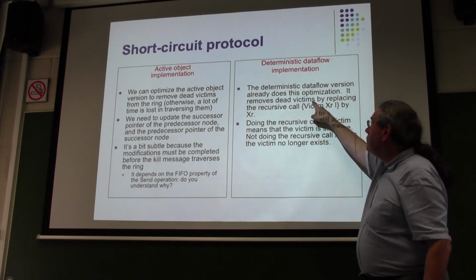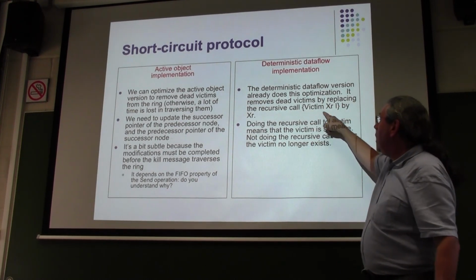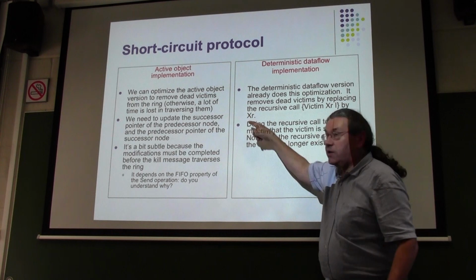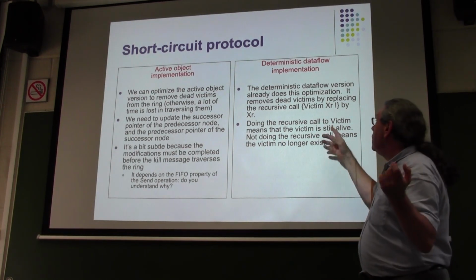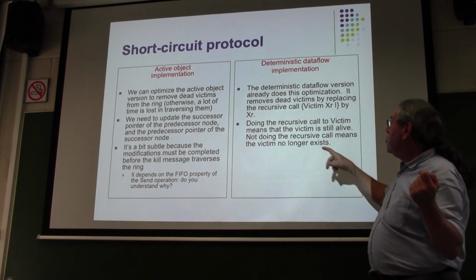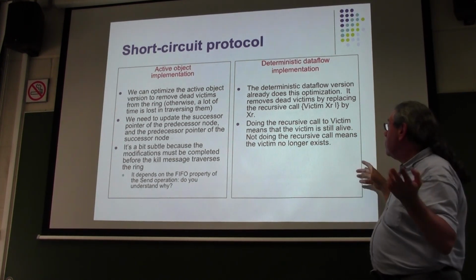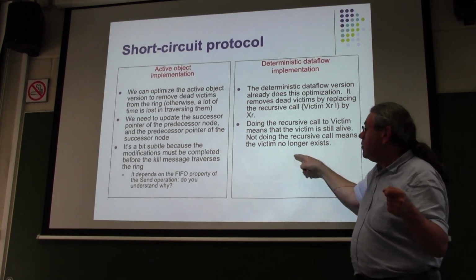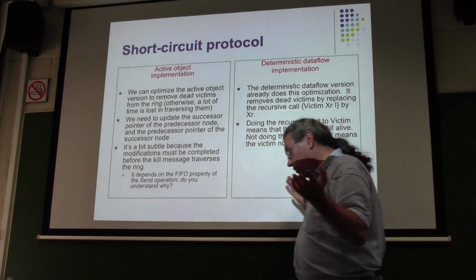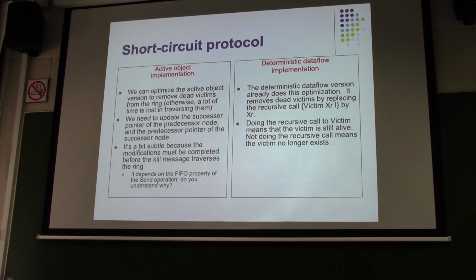You remove the dead victims by replacing the recursive call by simply the input stream. So there's no more victim, okay? The recursive call is actually a victim. Doing the recursive call means that the victim is still alive. Not doing the recursive call means there is no more victim. So it's very easy, okay? So you see, semantically, it's a lot denser, okay?